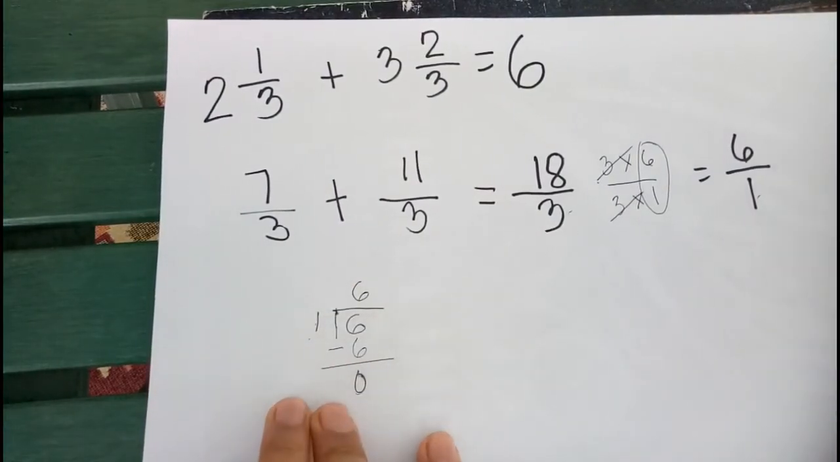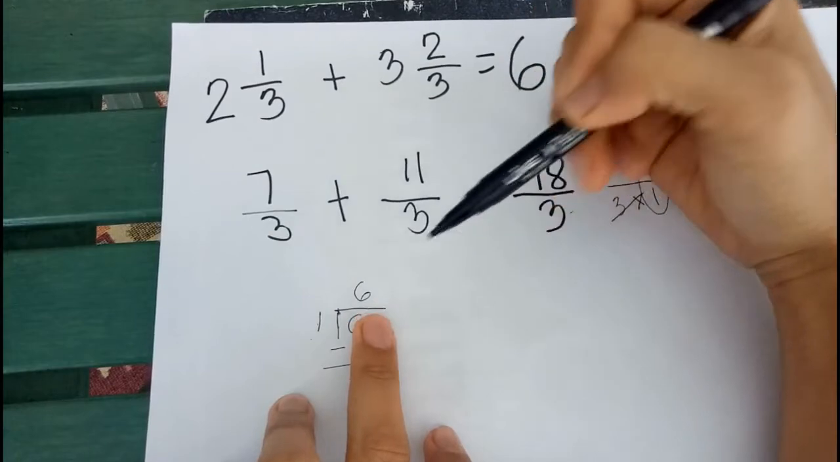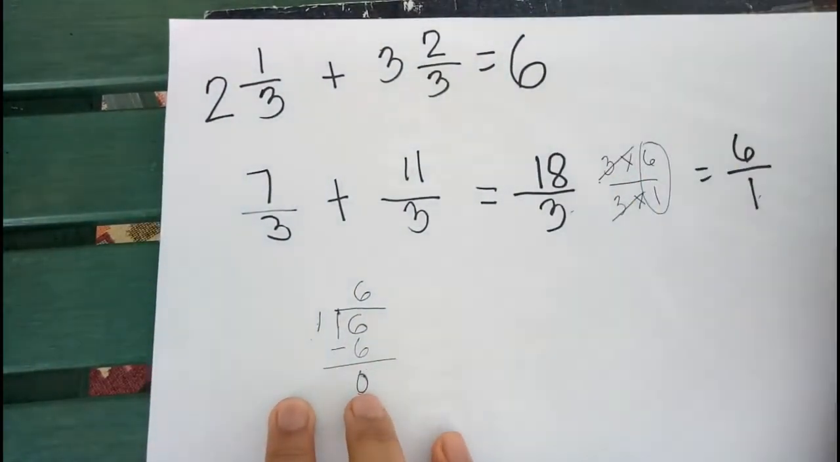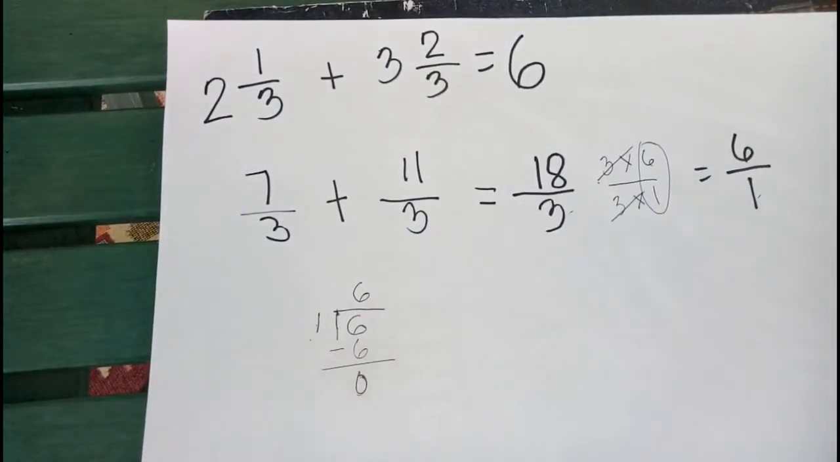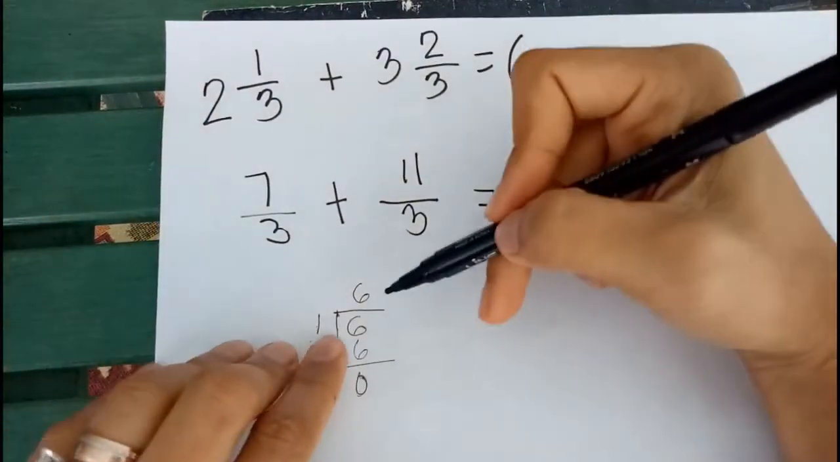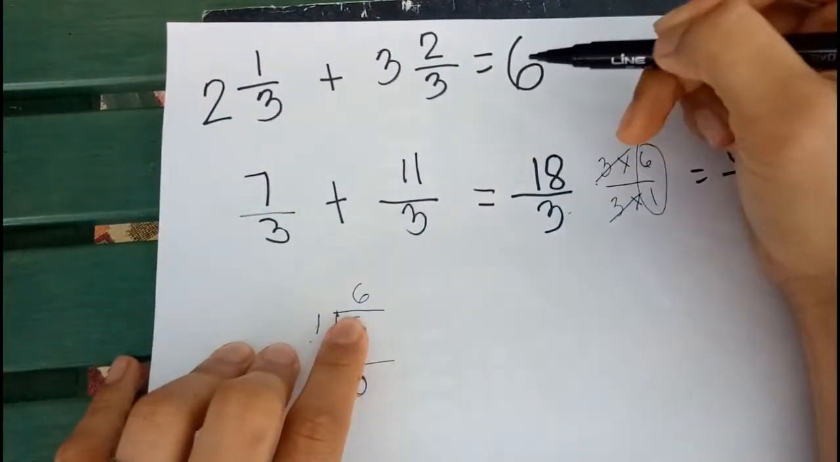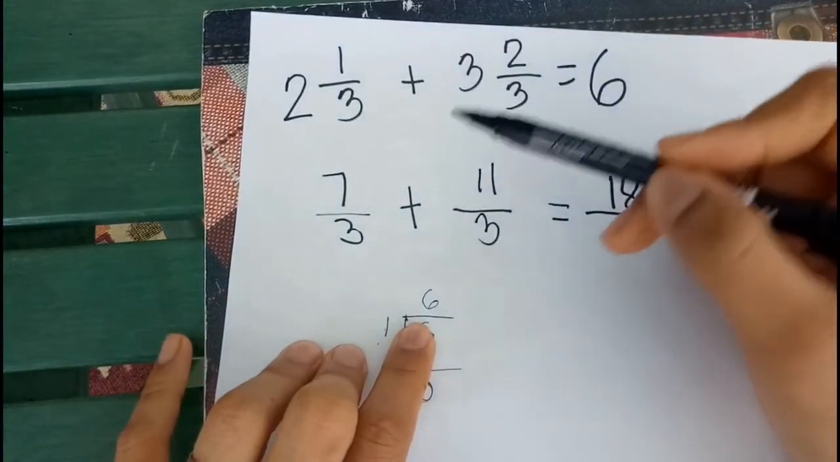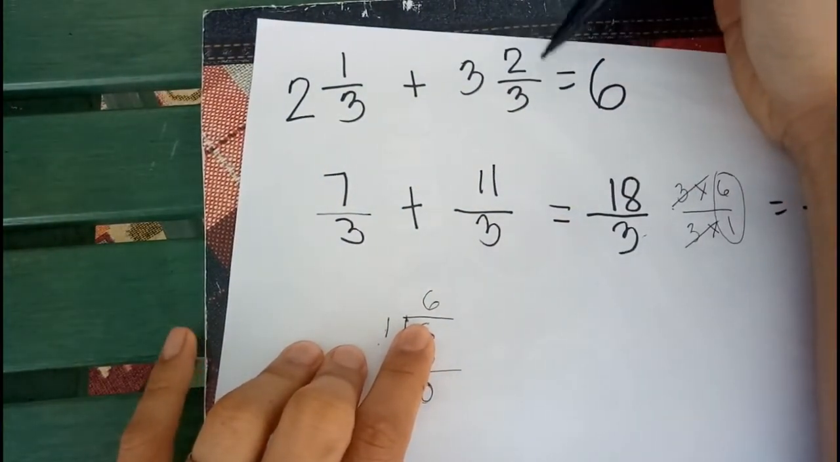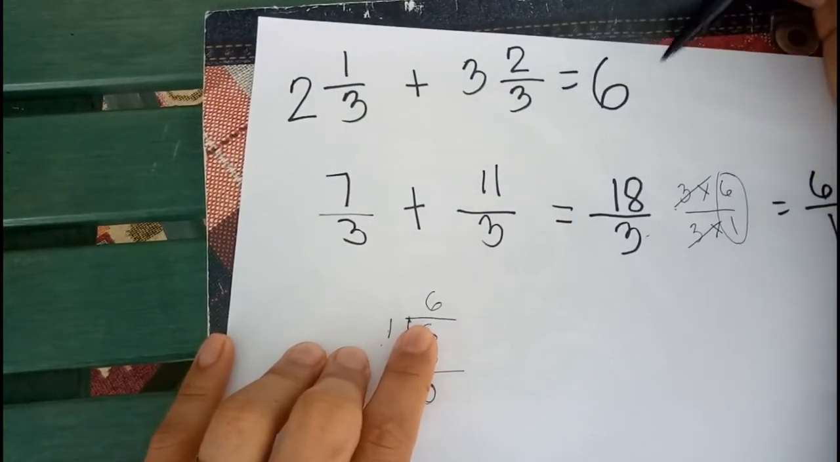Simple as that. If there's no remainder, you don't think of anything else. Don't confuse yourself. Just stick to the answer 6. So 2 and 1/3 plus 3 and 2/3 equals 6.